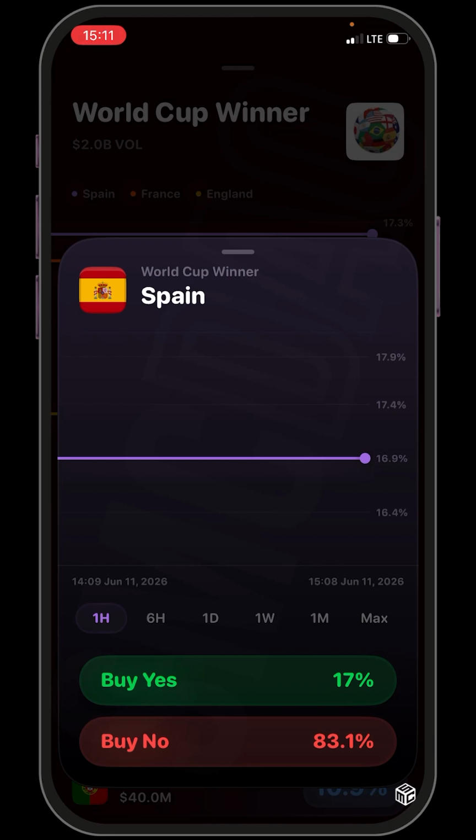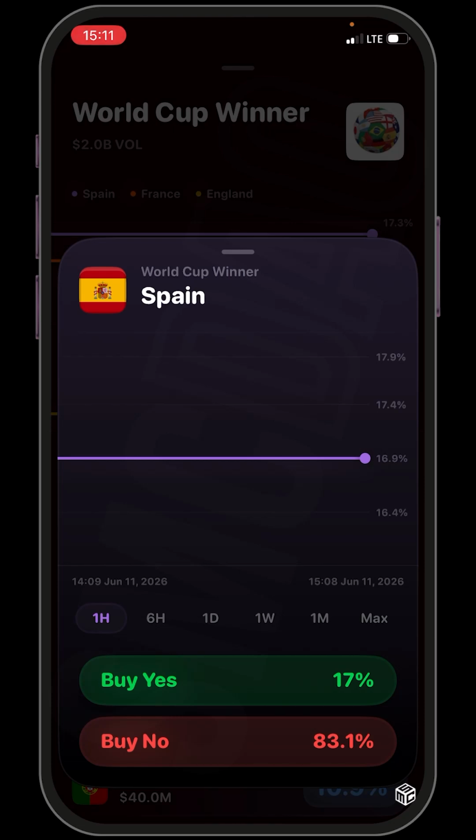So you need to decide how much money you want to spend. If you invest $10 on Spain at 17%, you get 58 shares, since $10 divided by 0.17 equals about 58. So you just click on this buy yes, confirm the trade, review the amount you are spending and the number of shares, then approve the transaction.